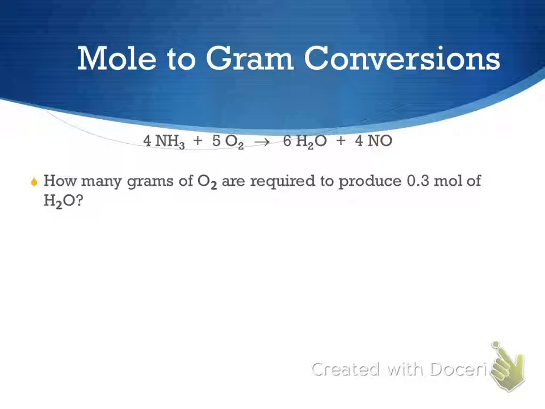You're using the same balanced reaction here. But it asks how many grams of oxygen are required to produce 0.3 moles of water. Does it make a difference that we're starting with our product and we're trying to find our reactant? No. The math works the same. We're just working backwards. That's okay. So it makes no difference what you start with. You could be comparing the quantities of 2 products or 2 reactants, or you could go backwards. It makes absolutely no difference.